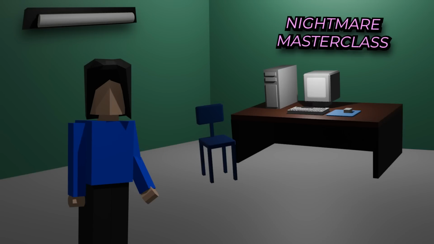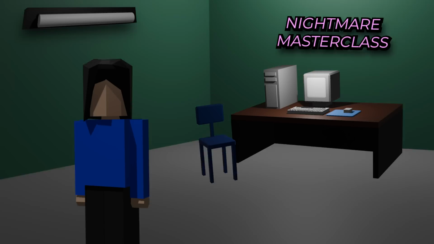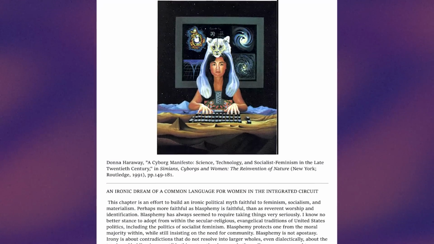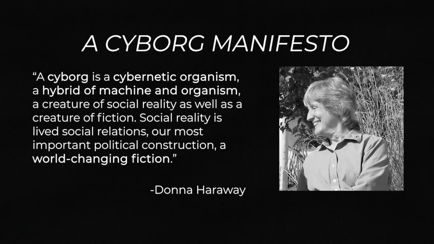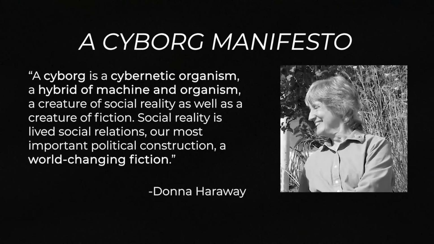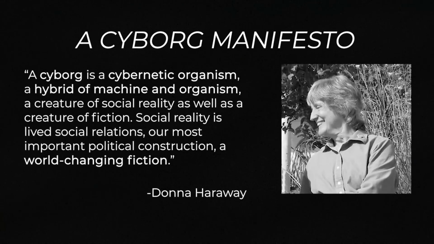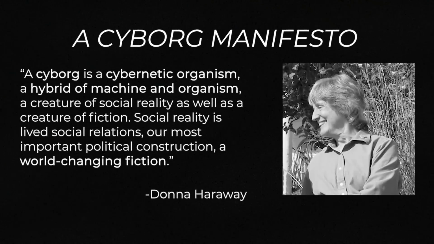We are standing at the threshold of a post-human world, an age defined by an inseparable symbiosis between humans and technology. Donna Haraway's Cyborg Manifesto, written in the 1980s, presents a prescient vision of the merger between humans and technology. Haraway says, "A cyborg is a cybernetic organism, a hybrid of machine and organism, a creature of social reality as well as a creature of fiction. Social reality is lived social relations, our most important political construction, a world-changing fiction."